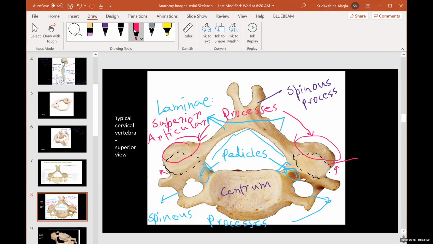So, superior articular facet. These facets are the ones via which the vertebra articulates with the vertebra above it.